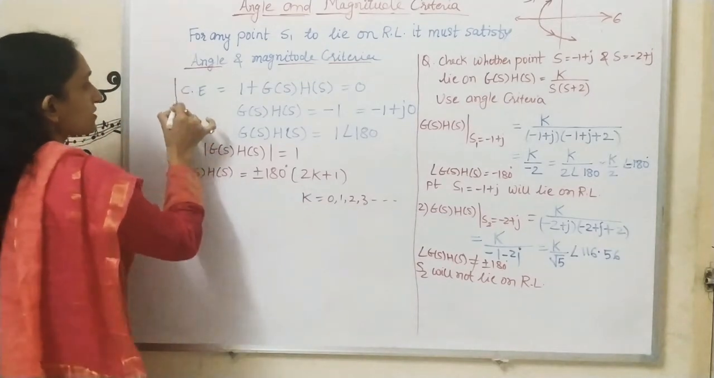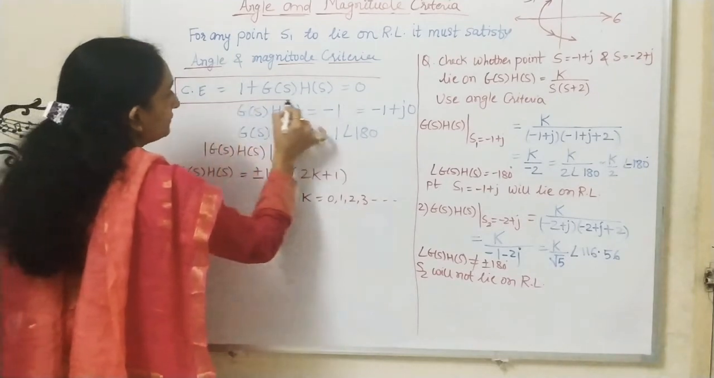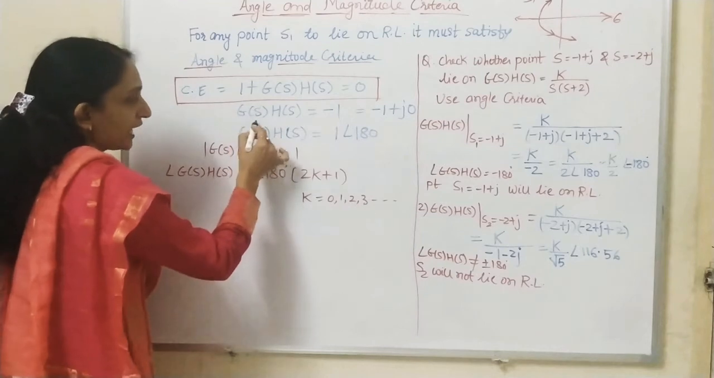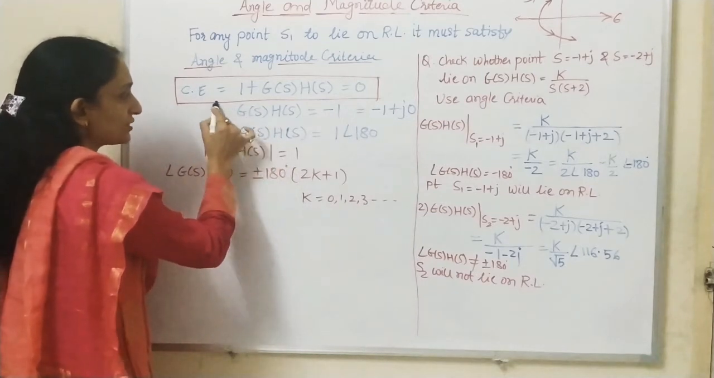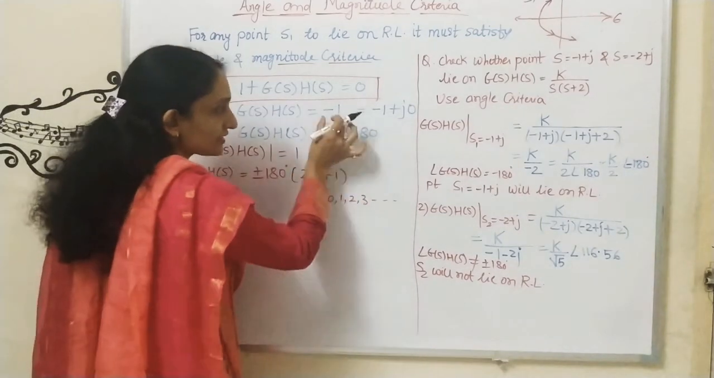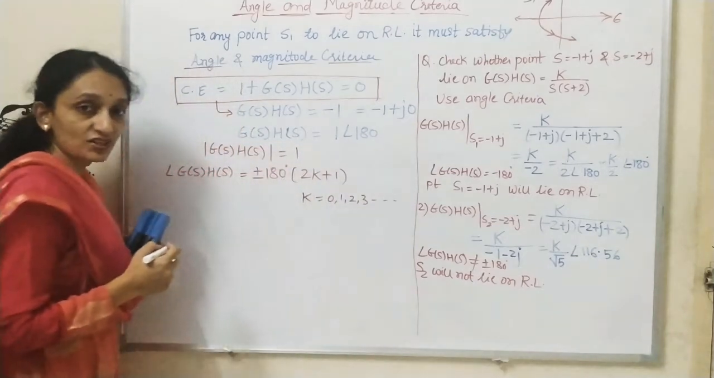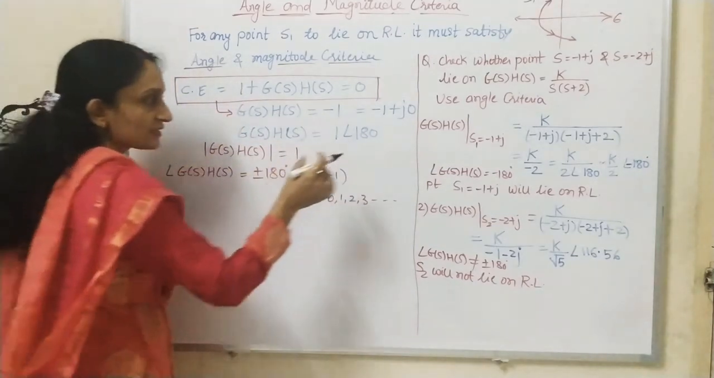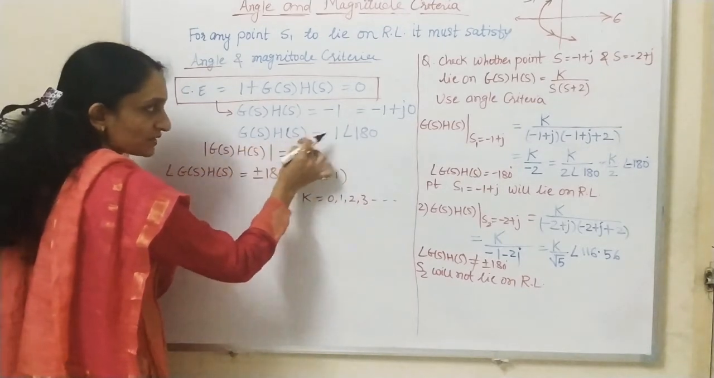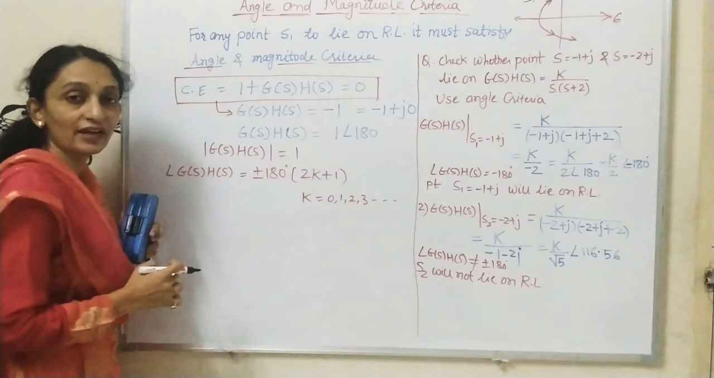First of all, the characteristic equation is given as 1 plus G(s)H(s) equal to 0. I have rearranged it: G(s)H(s) is equal to minus 1. Can I write it like this? This minus 1 is the real part, so minus 1 plus j0, and the imaginary part is 0. This is the rectangular form. Now when you convert G(s)H(s) to polar form, you will get 1 at an angle of 180 degrees.